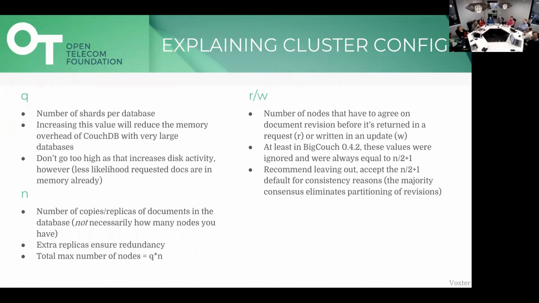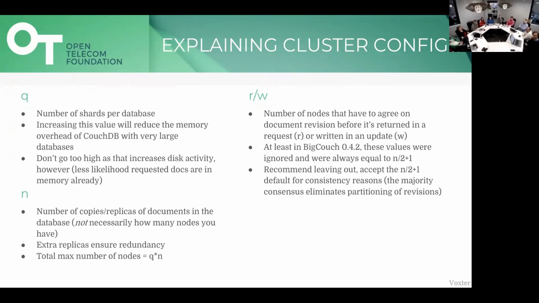But if you get that value too high, there is a good chance that docs that are requested by a user are not already loaded in memory, so you're going to increase your disk activity. That will bring your performance down at a certain point. So it's kind of a juggling act between how much memory you have provisioned for these servers versus how much you want to hit the disk and that kind of thing.